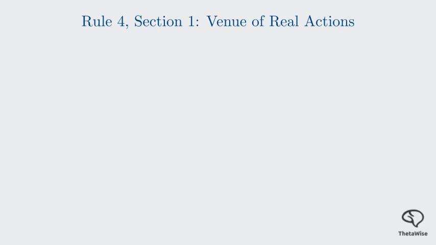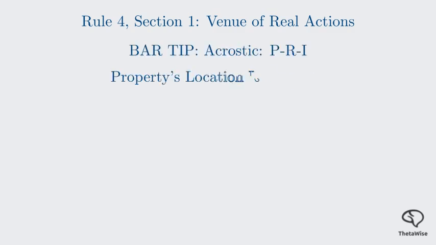Let's break this down. Real actions involve land. If the case is about the ownership of a house, a piece of land, or the right to occupy it, you must file it in the court located in the same geographic area as the property. This rule, that an action must be filed where the property is located, is called a local rule. The court where the land lies is the only one competent to adjudicate it. Remember the acrostic, PRI, which stands for property's location is required.